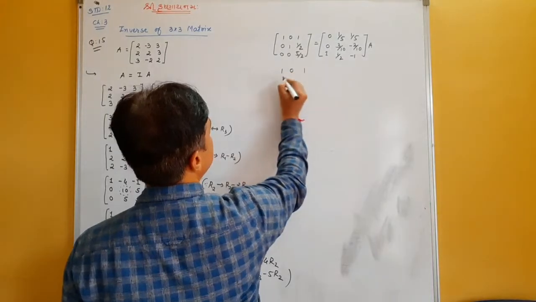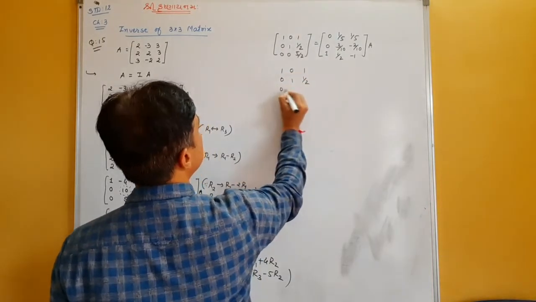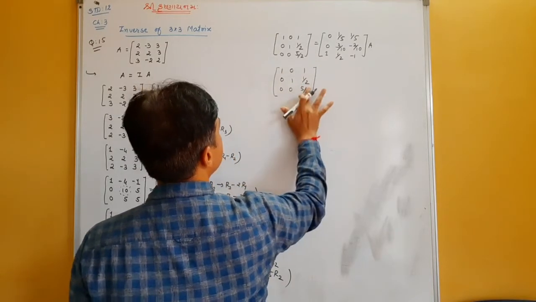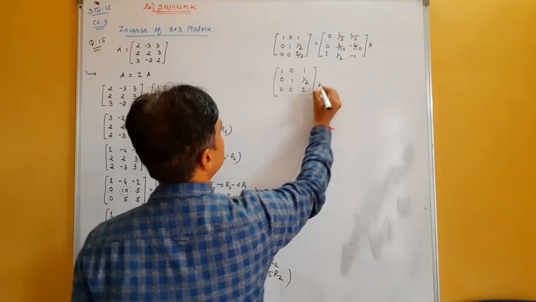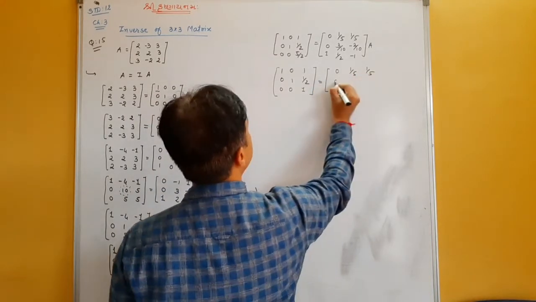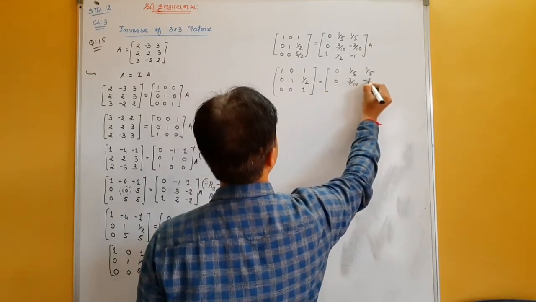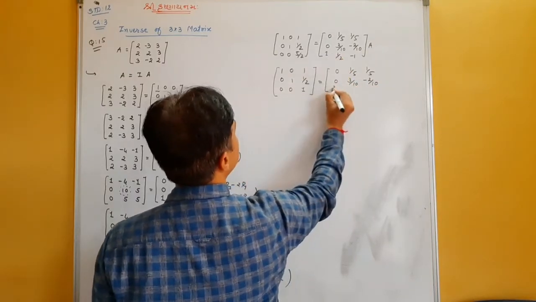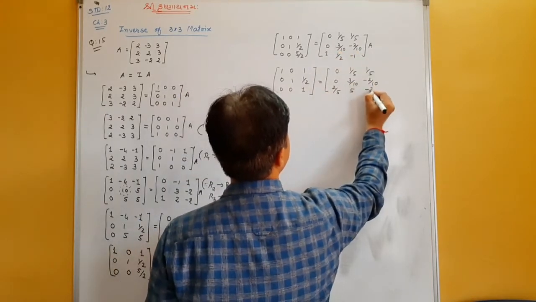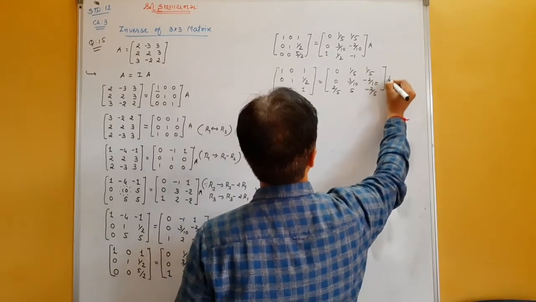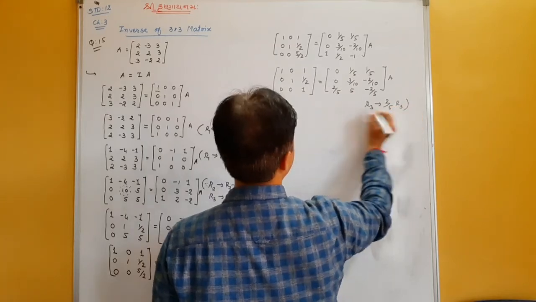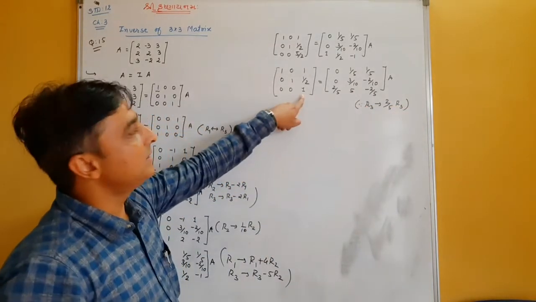So 1 0 1, 0 1 1 by 2, 0 0 5 by 2. So it is 1. Multiply with 2 by 5. 0 1 by 5 1 by 5, 0 3 by 10 minus 2 by 10. Multiply with 2 by 5: 2 by 5, it is 5, and minus 2 by 5, into A. In R3, 2 by 5 R3. Now we have a 1 here.